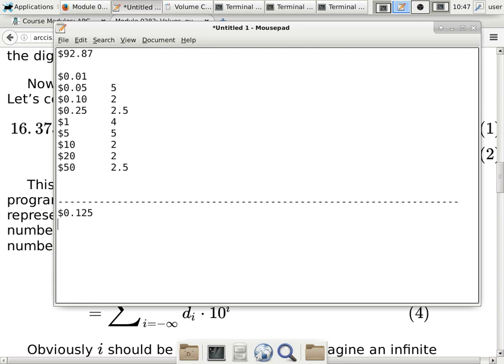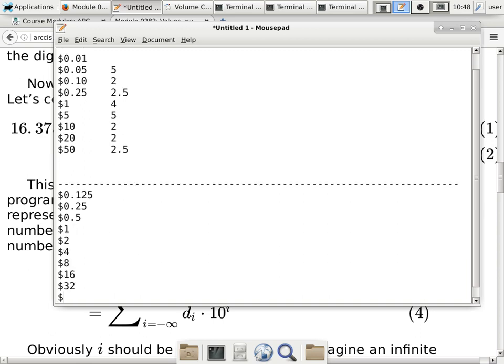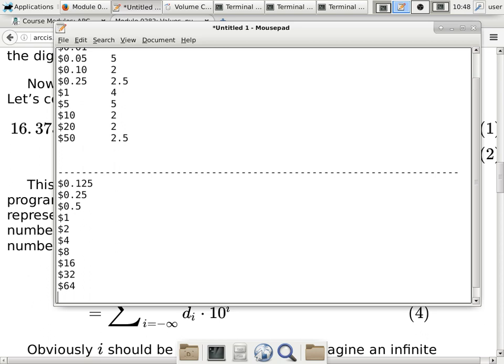$1/8 of a dollar. Next one up is a quarter. Next one up is a half. Next one up is a dollar. Then you have $2 bills, $4 bills, $8 bills, $16 bills, $32 bills, $64 bills, and so on. Is that okay so far? We are just making up a new currency system where there are coins representing $1/8, a quarter, and a half, and then we have bills of the values 1, 2, 4, 8, 16, 32, 64, and so on. Next one is 128, 256, 512, 1024, and so on.